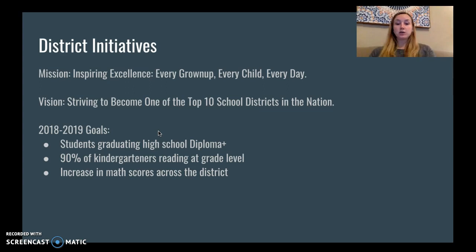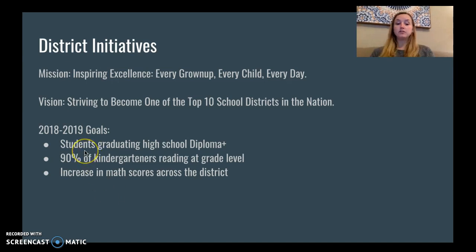And then the vision here is striving to become one of the top 10 school districts in the nation. So if you want to be top 10 in the nation, then you definitely need to be top 10 in Kansas. So we need to figure out how KCK can perform above average in Kansas, and then translate that on to how it can perform above average in terms of the entire nation. We also got a new superintendent this year, so he's kind of set some new goals this year.